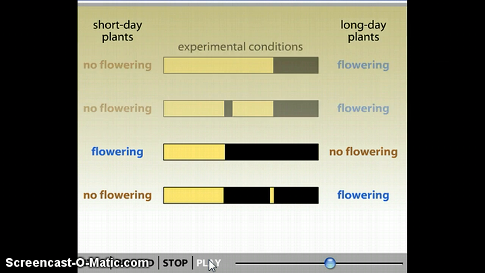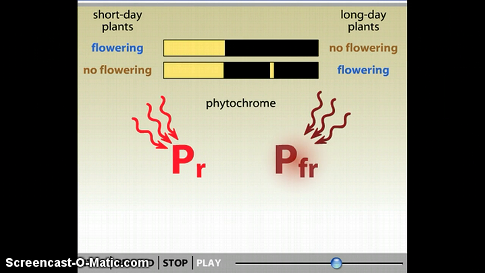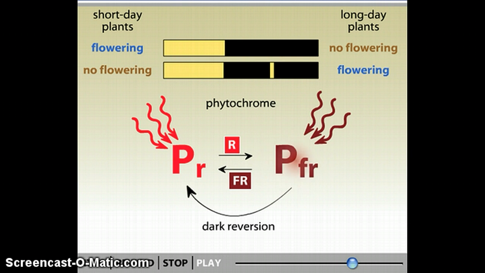The nature of this timing mechanism has been partially revealed and involves a pigment called phytochrome. Phytochrome exists in two forms, a PR form and a PFR form, which refer to red light absorbing and far red light absorbing forms. Red light converts PR, which is inactive, into PFR, the biologically active form. In turn, far red light converts PFR back into PR. PFR also steadily reverts back to the PR form at night. Some of the PFR molecules also decay.